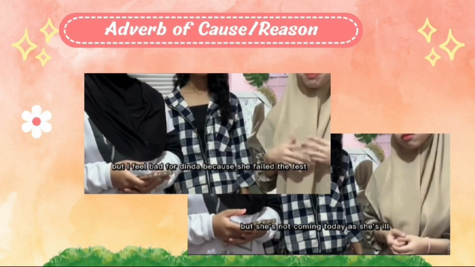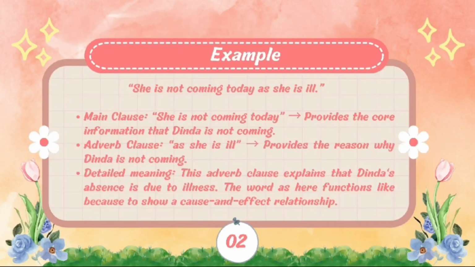The second example is she is not coming today as she is ill. The main clause is she is not coming today. This clause provides the core information that Dinda is absent, and the adverb clause is as she is ill. So this clause provides the reason why Dinda is not coming. This adverb clause explains that Dinda's absence is due to illness. The word as here functions like because to show a cause and effect relationship.